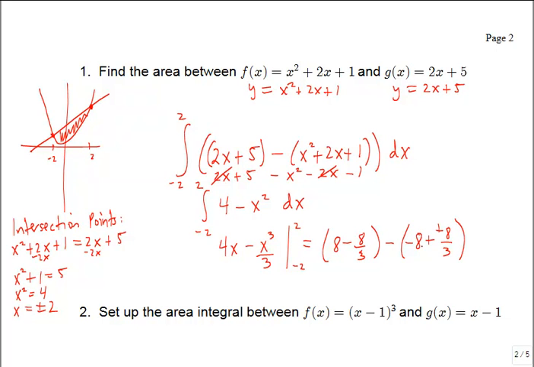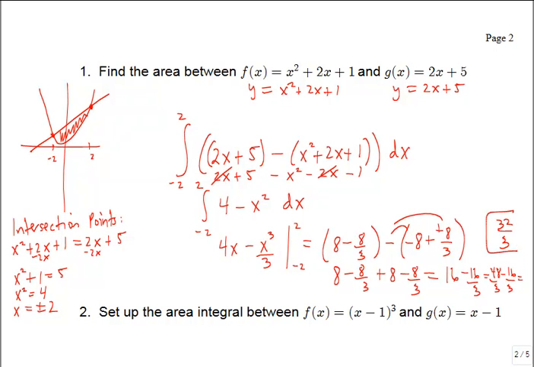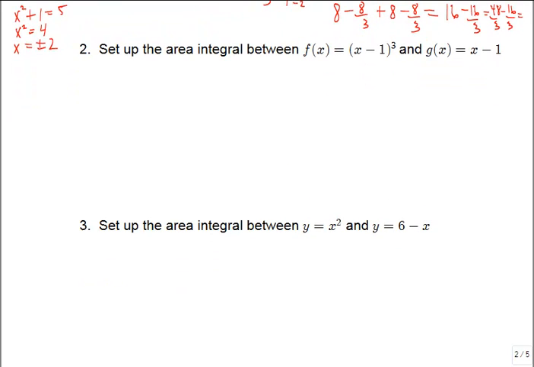Minus minus becomes plus, so this is 8 minus 8/3. When I distribute my negative across, a minus minus becomes a plus, and this becomes a minus 8/3. 8 and 8 is 16. Negative 8 and negative 8 is negative 16/3. So that's going to be 48/3 minus 16/3. And when you subtract, you get 32/3. So this shaded area right here is 32/3. Okay? All right, let's try another one.